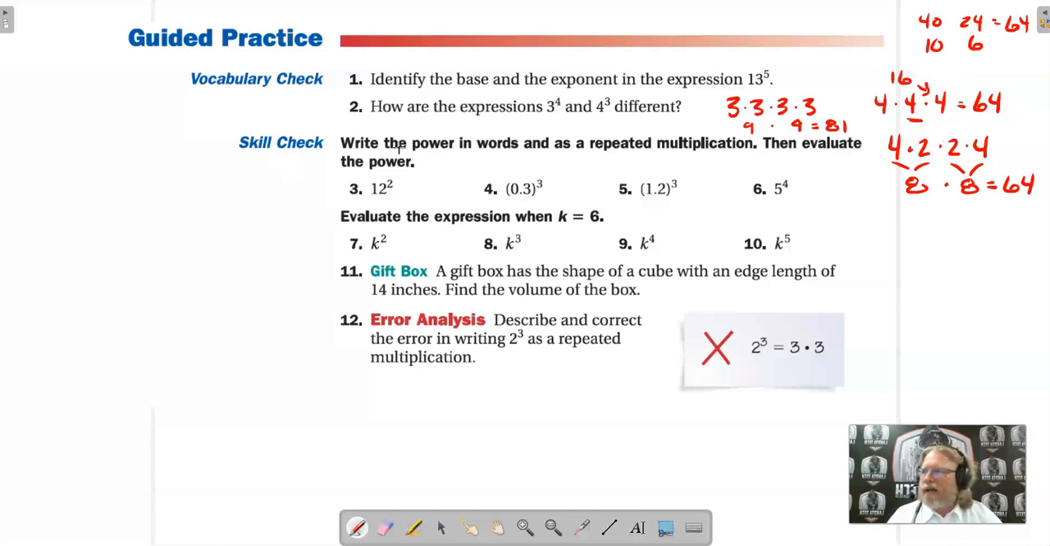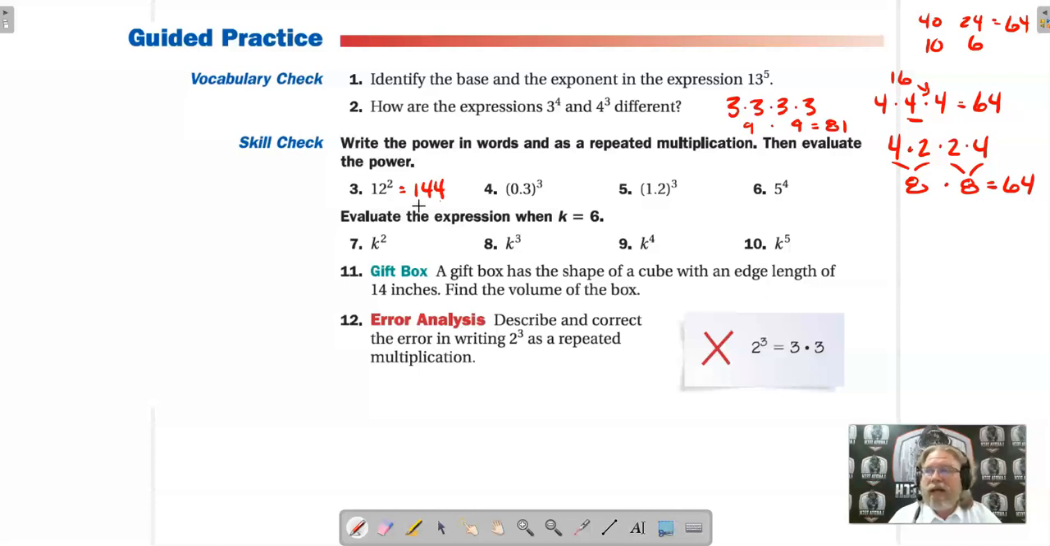All right, skill check. Write the power in words as repeated multiplication, then evaluate the power. I'm not going to write these out in words, but I would write this in words. I'd say 12 to the 2nd power, 12 squared. And then if I evaluated it, 12 squared, well, 12 times 12 is 144, which is gross.